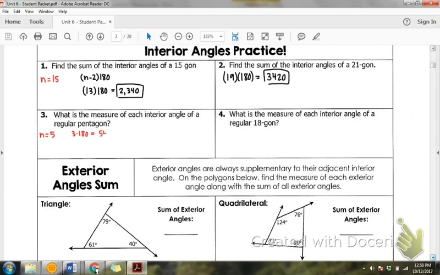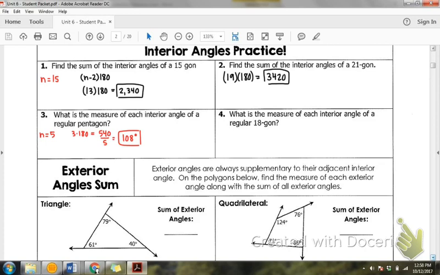540? Okay, now that's the total of all 5 angles, right? So if I want to figure out how much each angle is, Abby, what do I need to do with this 540? Divide it by 5. Good, because that means I'm going to divide the 540 up into 5 different angles. Leanna, what are you getting? 108 degrees. So each angle inside of a pentagon is 108 degrees.